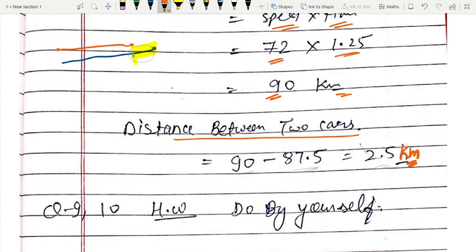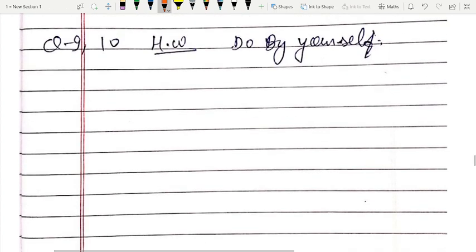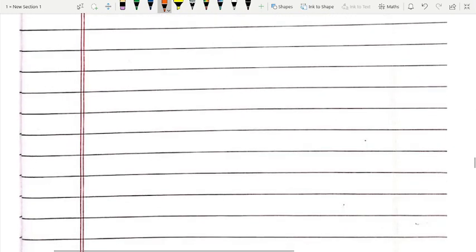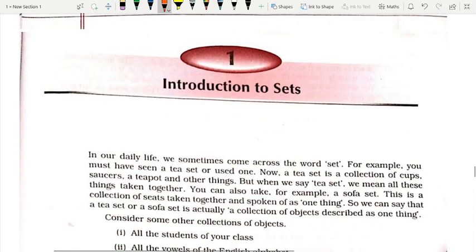Okay, so question number 9 and 10 will be your homework. You will do it by yourself. Okay, now you can start the new chapter.